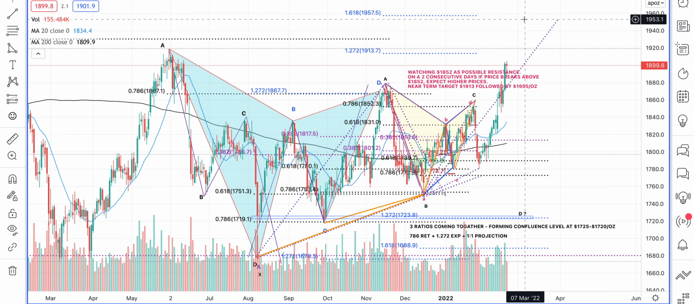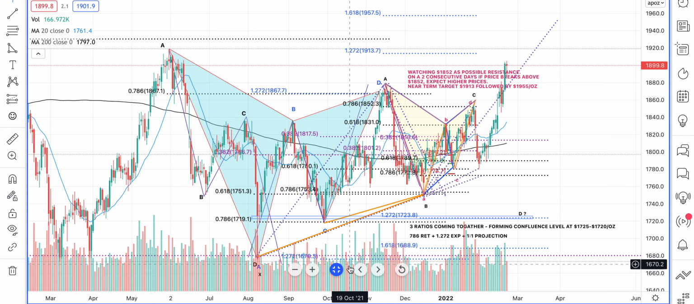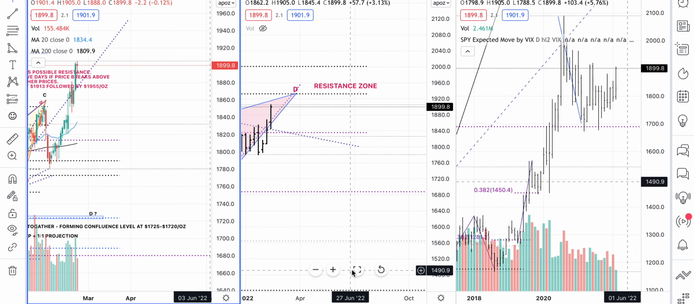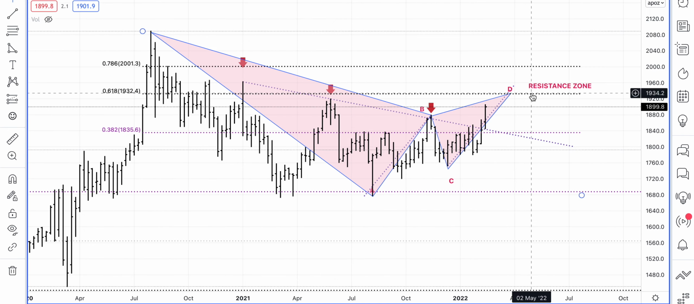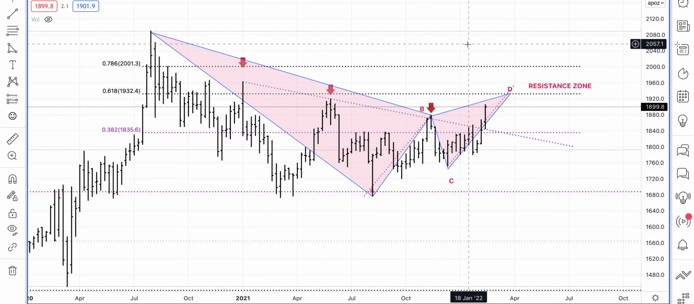So it's possible that we have some sort of pullback, but for us, we are taking a look at this 1930 and then 1952, or in the weekly charts, this zone of 1930 to 1952, as the area we'll have to look at in terms of a price target, and how it's going to trade when it reaches there. So that's all for now.